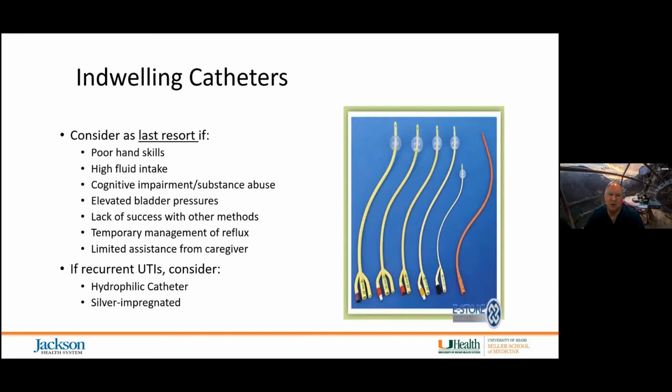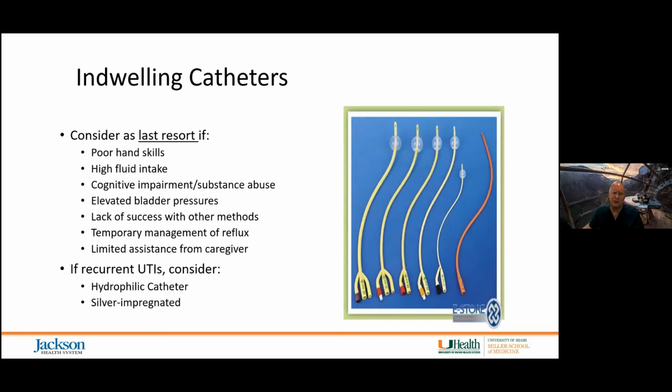So if the person has poor hand skills, high fluid intake, and/or cognitive impairment and substance abuse, if they don't have a caregiver that can provide timely intermittent catheterization, then I would consider using an indwelling catheter. For those who have significant wounds, we'll talk about pressure injuries in an upcoming lecture, and we need to keep from soiling those wounds with urine, then I would consider using an indwelling catheter. But typically, again, I would go to suprapubic rather than an indwelling Foley in that circumstance.